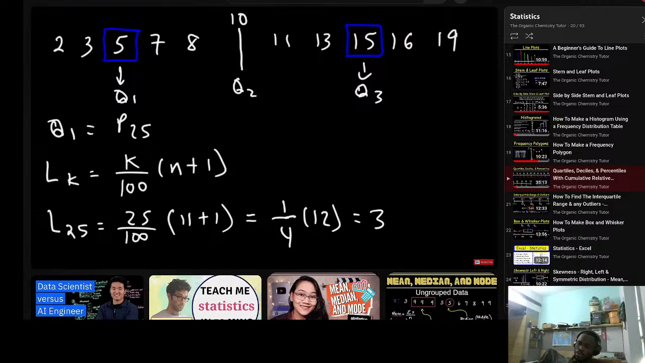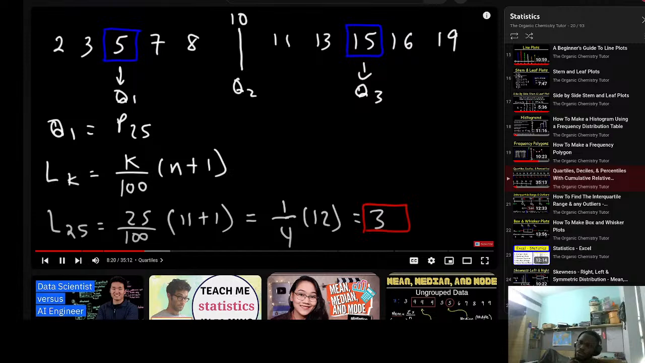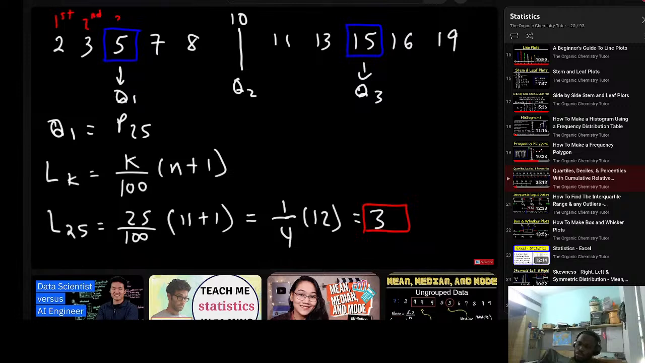So what does this number tell us? The 3 indicates that the first quartile is in the third position. It's the third item from the left. So this is the first item, this is the second item, this is the third item.